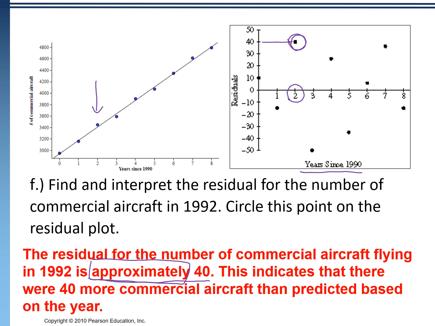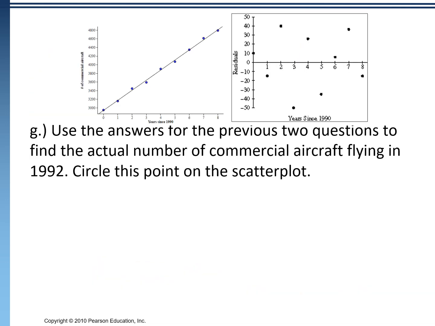And then we're going to interpret it. So this indicates that there were 40 more commercial aircraft than predicted based on the year. Now part G, use the answers for the previous two questions to find the actual number of commercial aircraft flying in 1992. Circle this point on the scatter plot. We just talked about that one. It's this one right here.